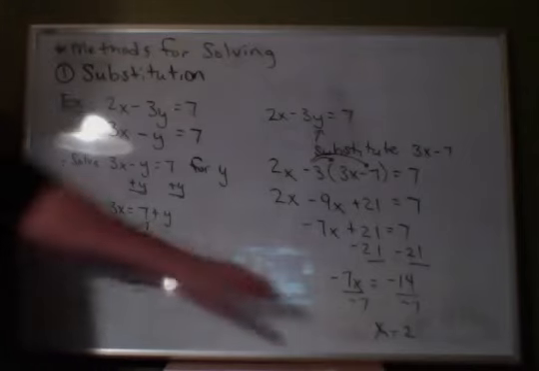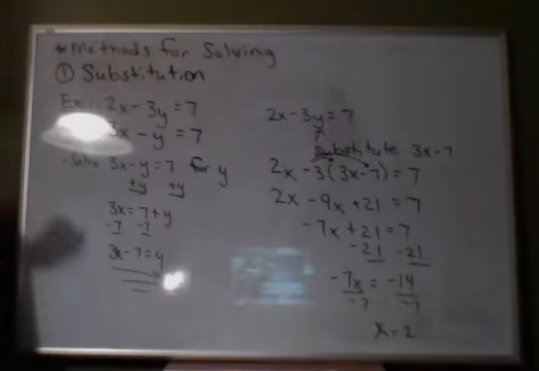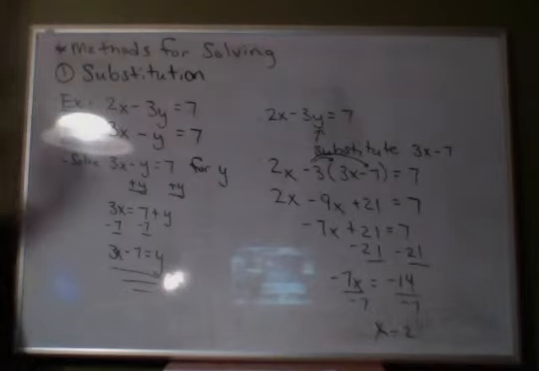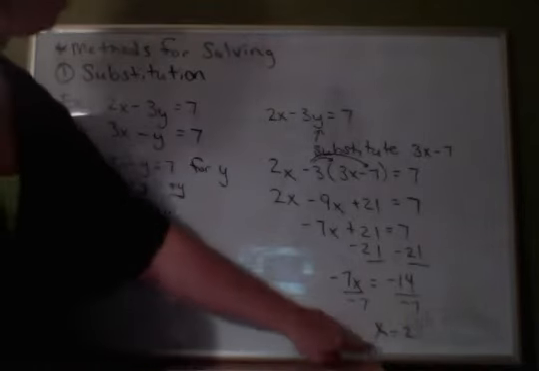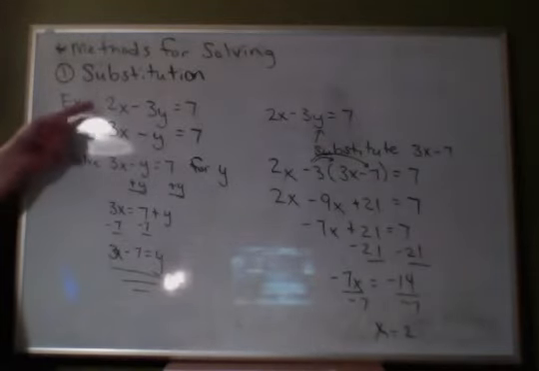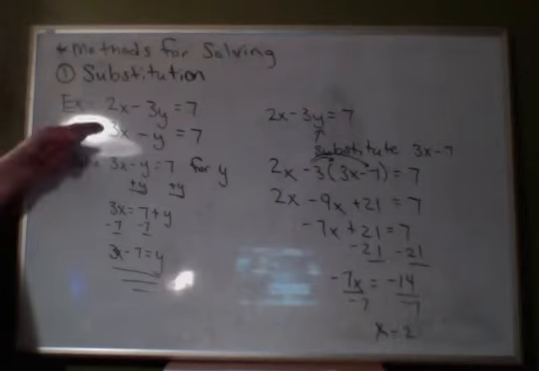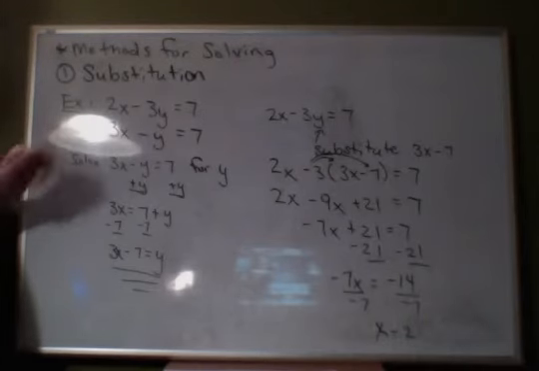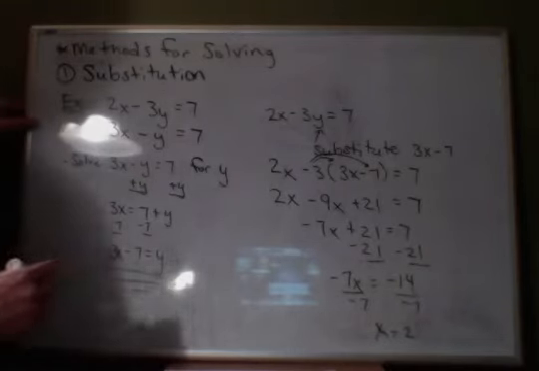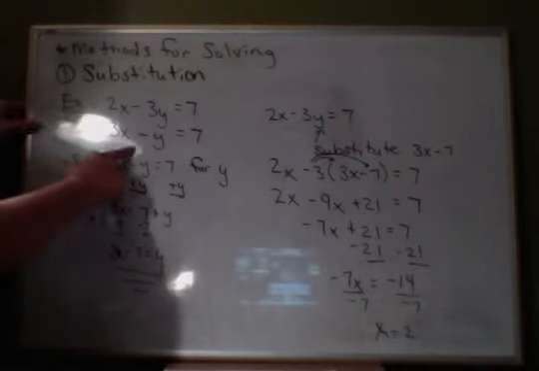Now, this is not the entire answer to our problem. Remember, we're needing to find an ordered pair, and an ordered pair is going to consist of an x value and a y value. However, now that I know the x value, I can take that x value and substitute it back into either one of the original equations, and I can find out what y is. And again, it doesn't really matter which one you use. So in this case, I will probably substitute it back into the second equation.